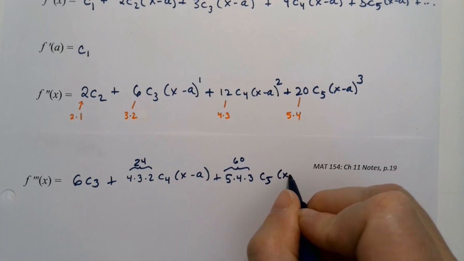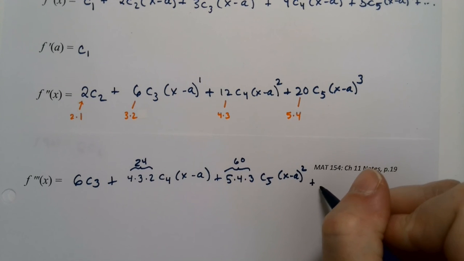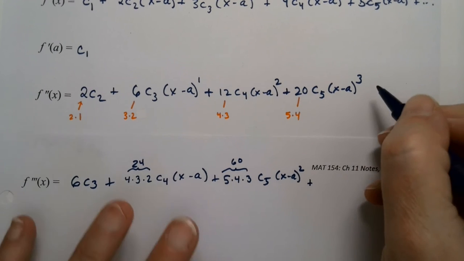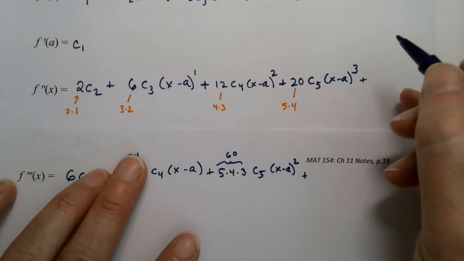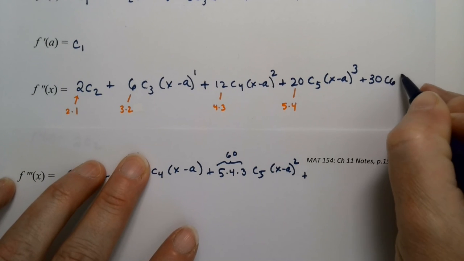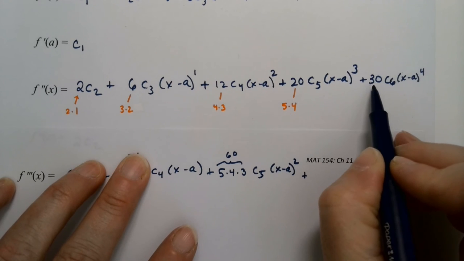C5 (x minus a) squared. And then following that same pattern, you can imagine how the next one's going to go. There would have been, well, let's see here. This one would have had a 30 C6 (x minus a) to the fourth, because it would have been 5 times 4 would have been 6 times 5.